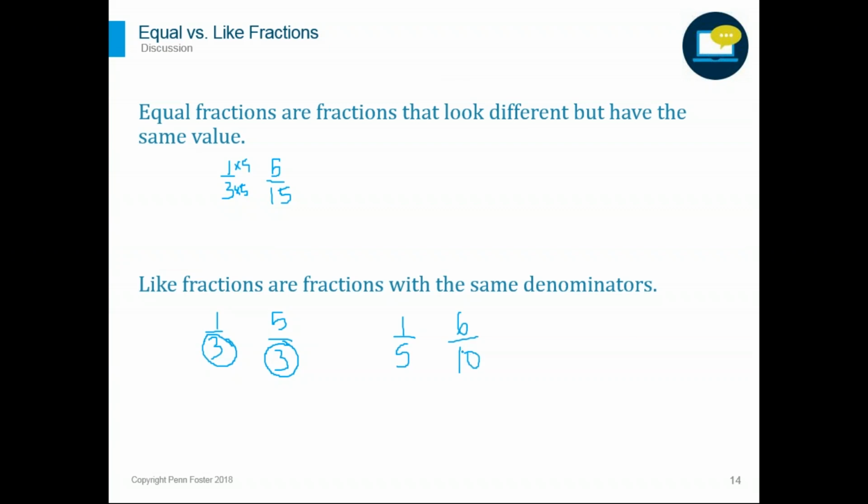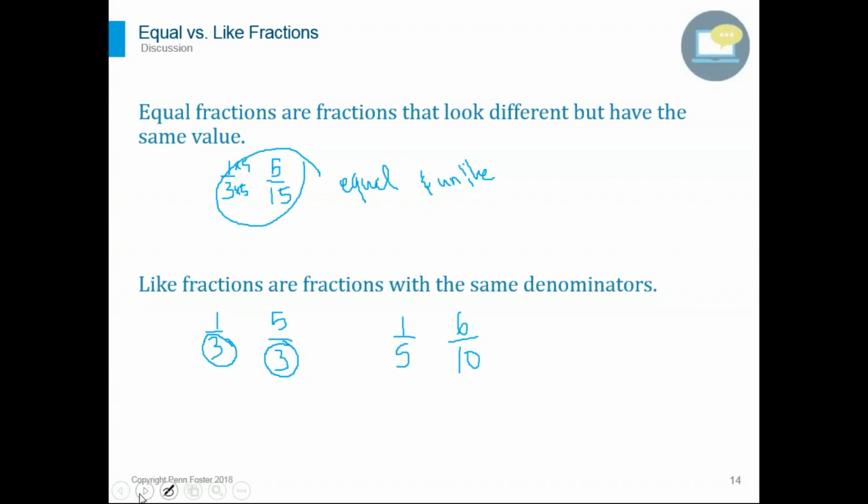Even if you find out that two fractions are equal, like this example, these are equal fractions, but we call them unlike fractions just because that one has a 3 and this one has a 15. So this set of fractions, we can call it equal and unlike. That's it. And these ones are not equal and they are like fractions.